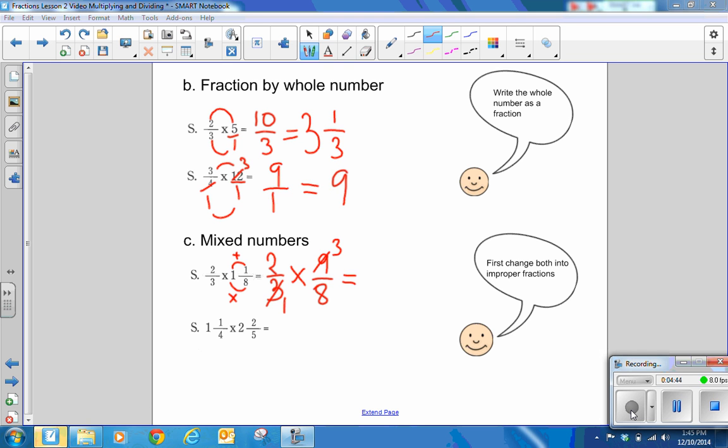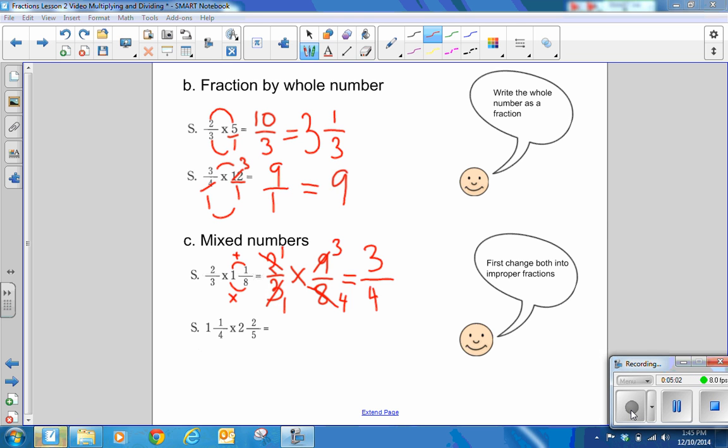2 and 8 can be divided by 2. 2 divided by 2 is 1. 8 divided by 2 is 4. Now I see that I have 1 times 3 left over 1 times 4. So my answer is 3/4.